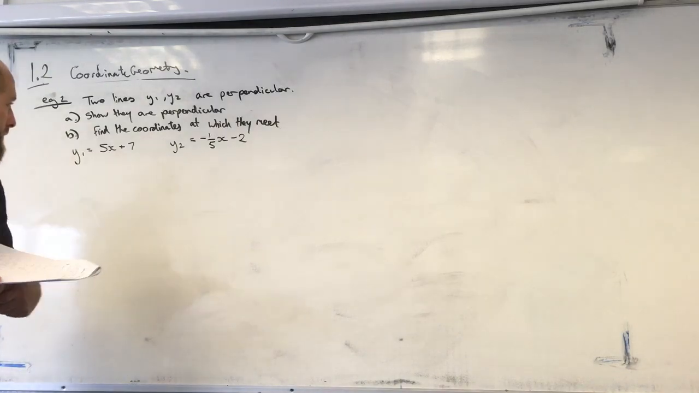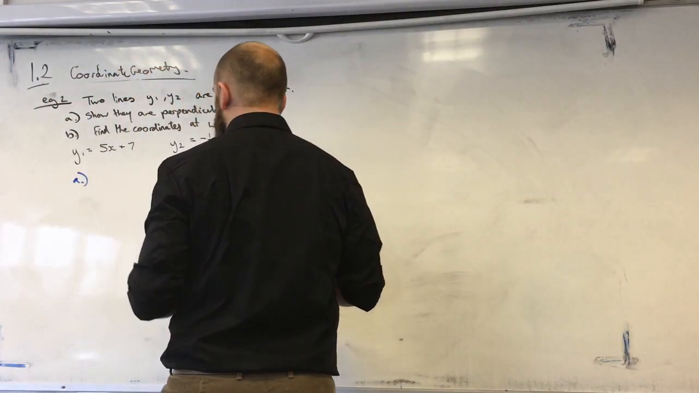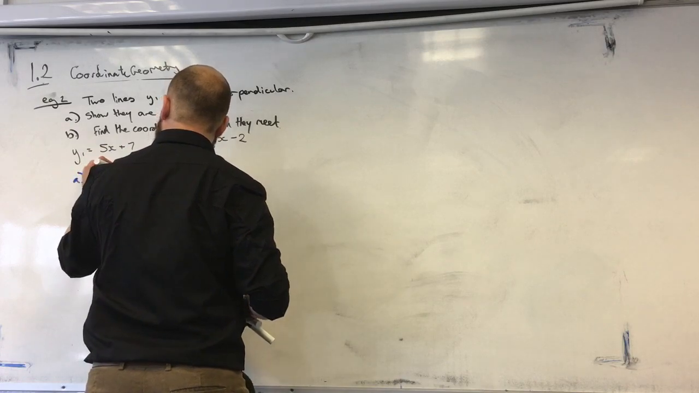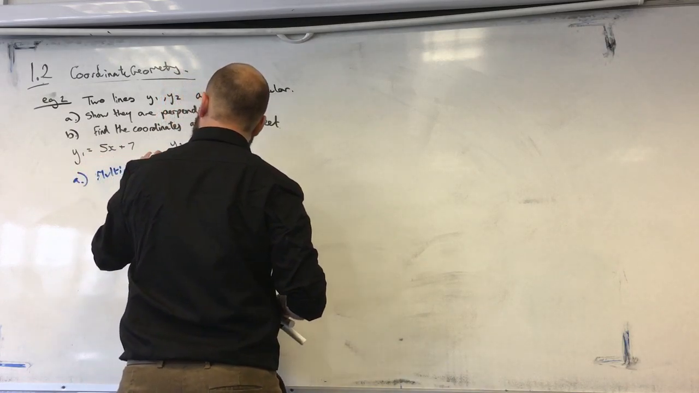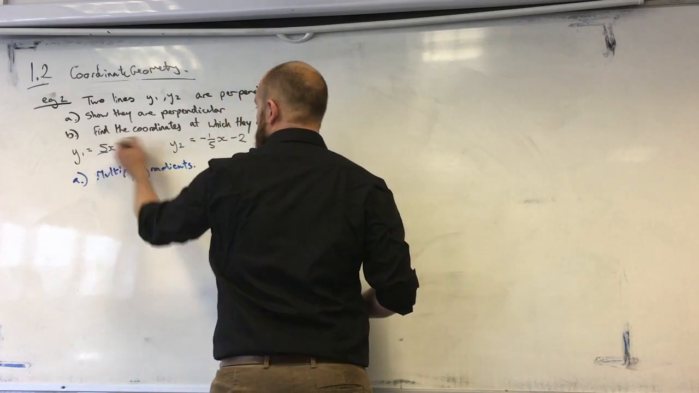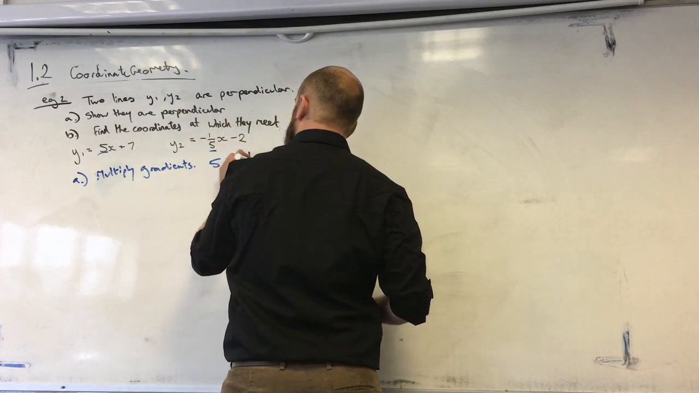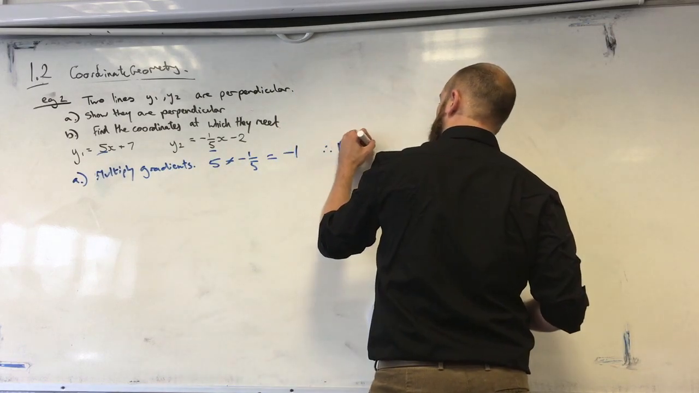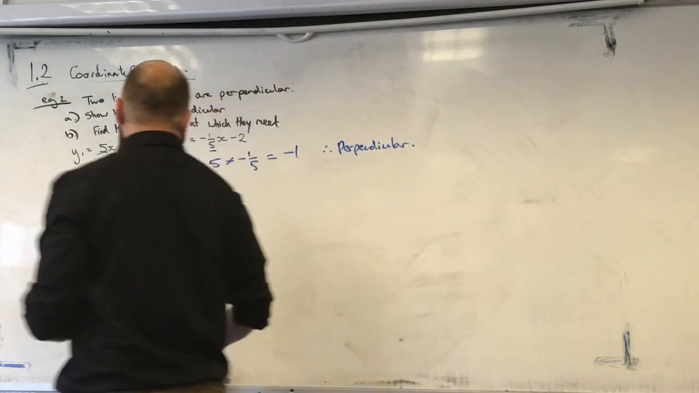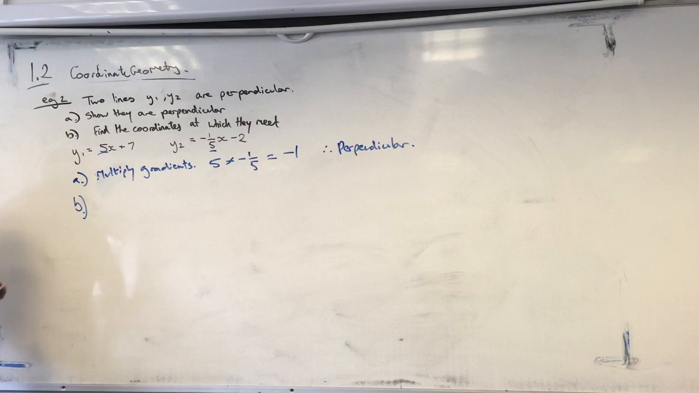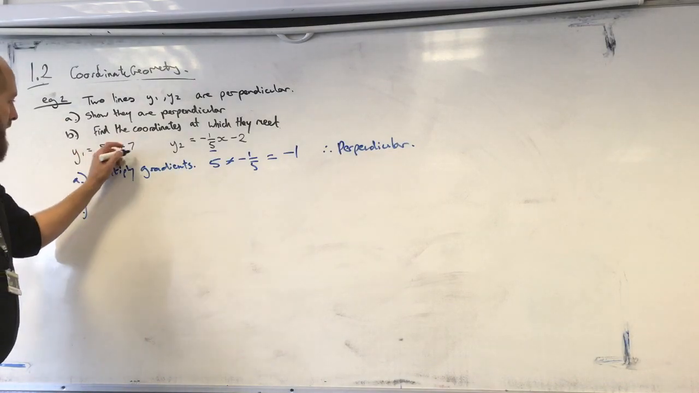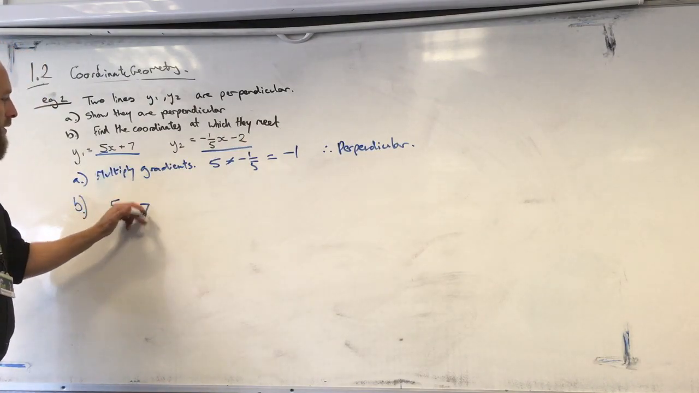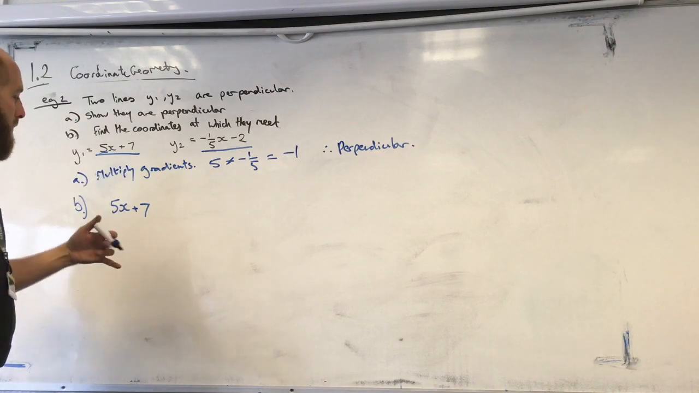Alright, so I'll go through this. So part A, show they're perpendicular. We're going to multiply the gradients. So 5 times minus 1/5 does give us minus 1, therefore perpendicular. And now part B, find the coordinates at which they meet. So we're going to solve them simultaneously. So again, we can say 5x plus 7 equals that, because we know they share the same y coordinate at the point they meet.